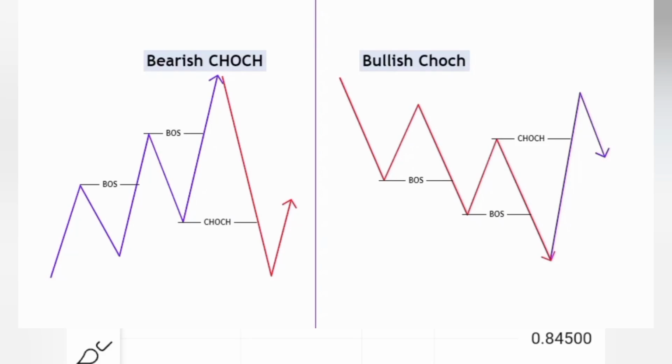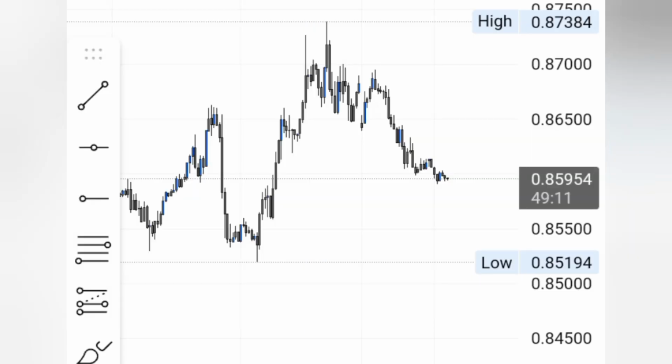I will clearly show you how to identify break of market structure and change of character. Watch up to the end so that you don't miss anything. Now let's start with a break of market structure.